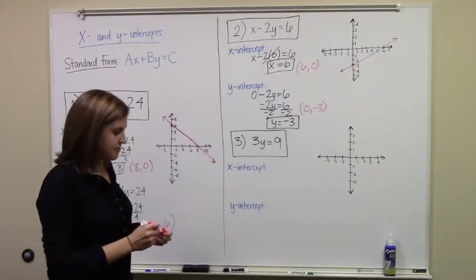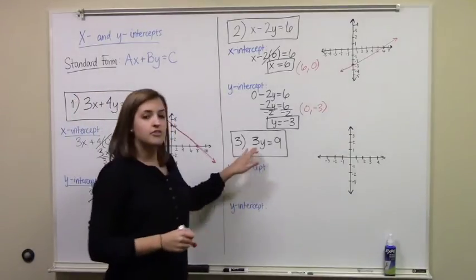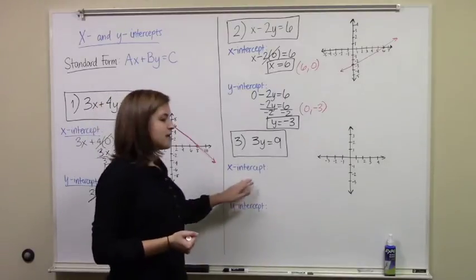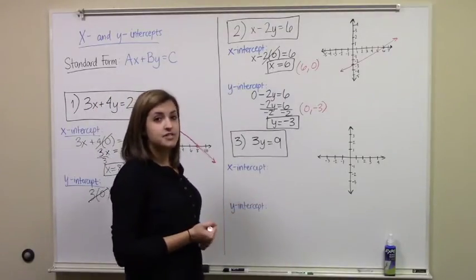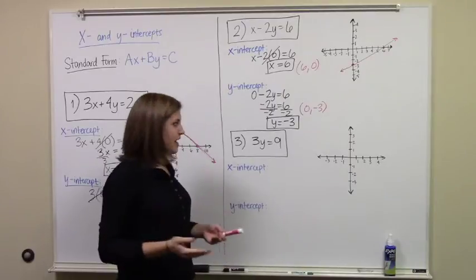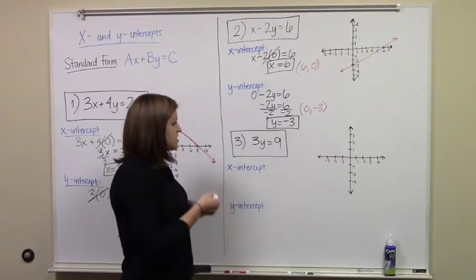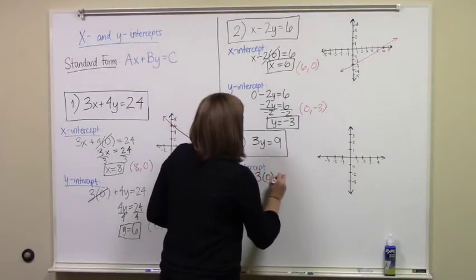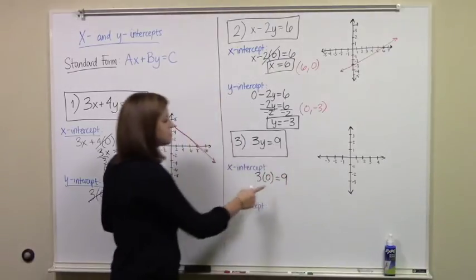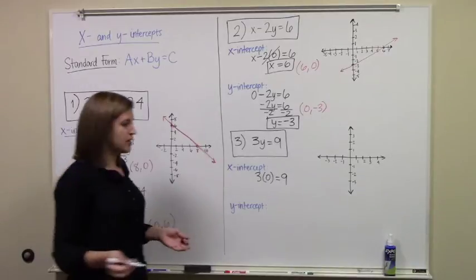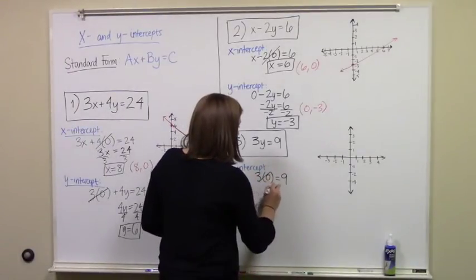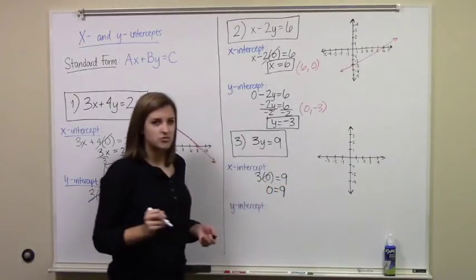This one's a little bit different. So here we just have that 3y equals 9. All right, so to find my x-intercept, usually I would set y equal to 0. So let's try that. And I want to solve for x. So let's rewrite our equation with y equals 0. So I get 3 times 0 equals 9. Well, we know that 3 times 0 is 0. So if I rewrite my equation, I get that 0 equals 9.